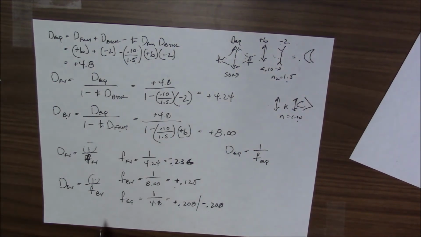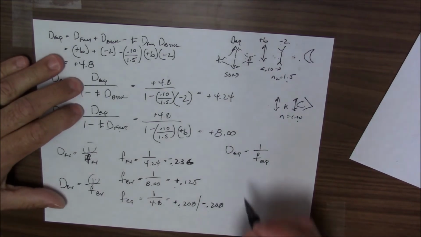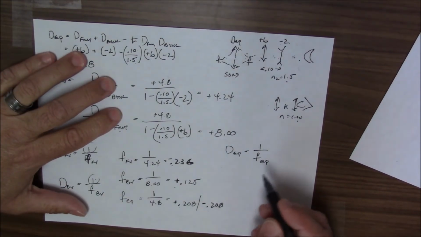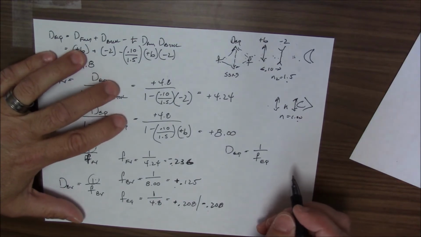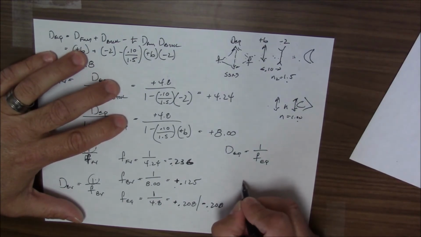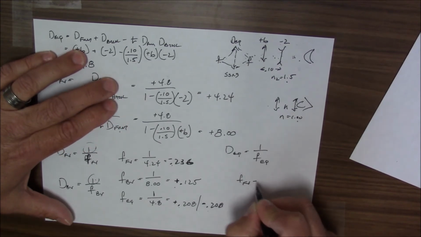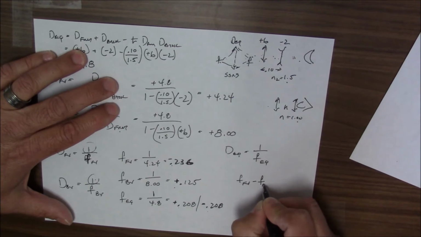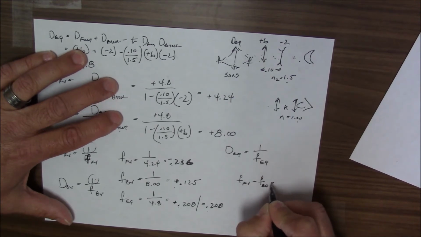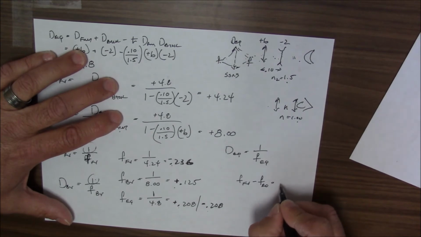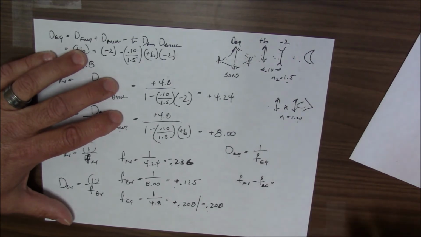Now, we want to find out where these things are located. So where our principal planes are, in other words, where our H and our H1 planes are. Those are going to be the front and the back surface of our imaginary system. To find those, it's nothing more than just the difference between our various focal points. In this case, I'm going to say the focal point of the front vertex power, and the difference between that and the focal point of the equivalent power. And that is going to give me the position of my primary Gaussian plane, or my H1 plane.